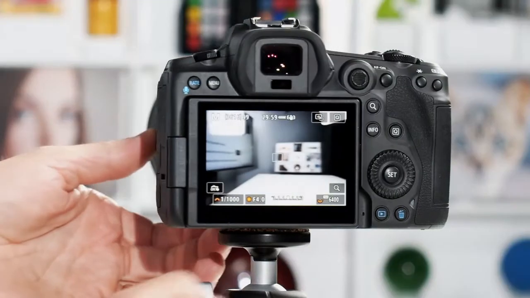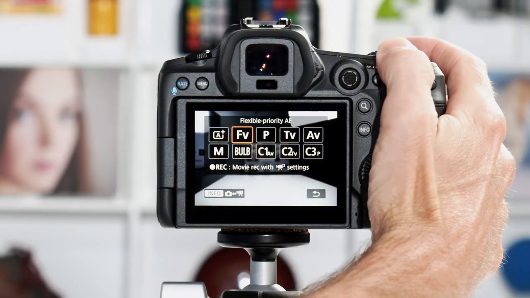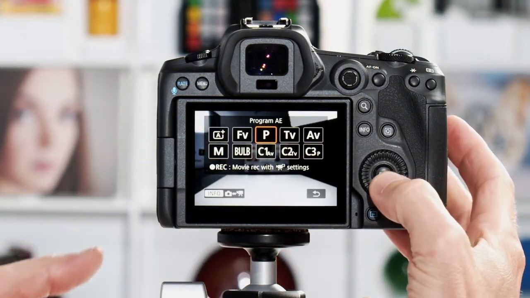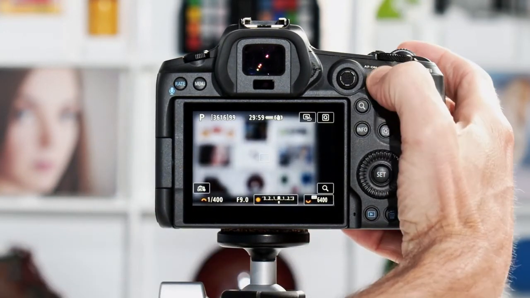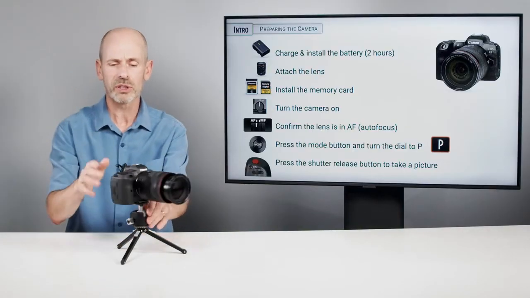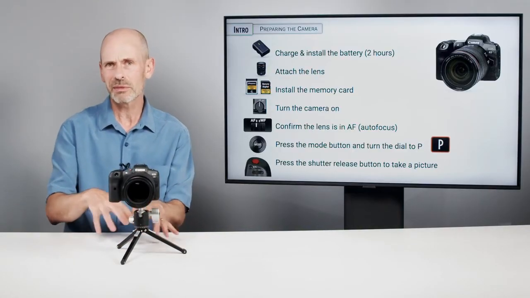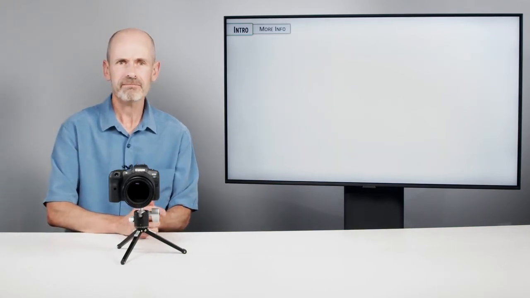The mode dial on the back of the camera, we can press that and get it turned to the P setting right there, and so now we're set with that, and then I'm just going to press down on the shutter release and take a photo, make sure the camera's working. Hopefully yours is as well. If not, go get your camera charged up or get a memory card for it at this time.